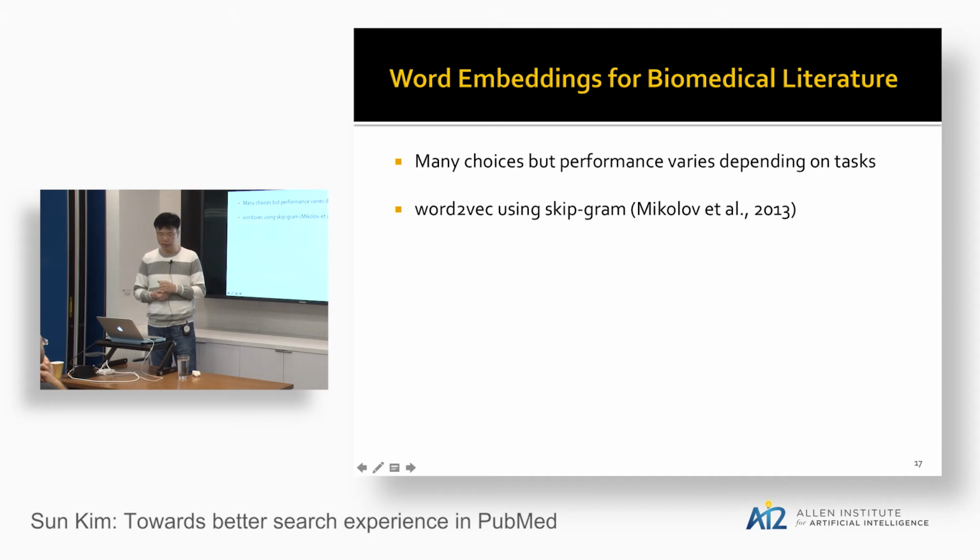And there are many choices for word embedding models: word2vec, GloVe, fastText. There are many more. But from all those papers, we noticed that their performance varies a lot depending on the task. For this reason, we selected word2vec with skip-gram for our experiments because it's fast and performs reasonably well.